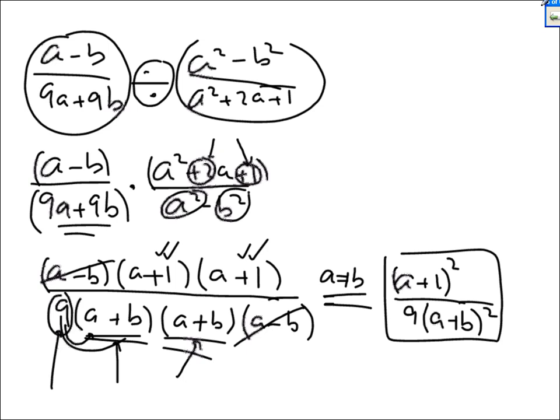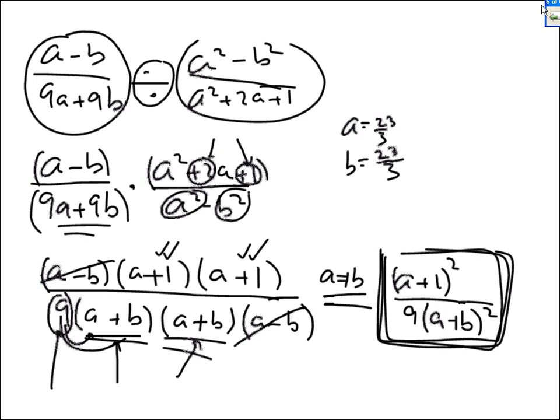So now we just don't have one or two values that the variables can't be. There's infinitely many values. If a is equal to 2/3 and b is equal to 2/3, then you can't use this rule. If a is equal to 23/3 and b is 23/3, you can't use this rule. Provided a and b are different numbers, you can use this rule.